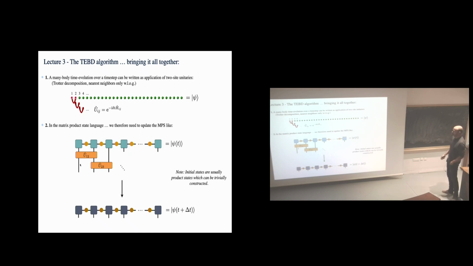What this means is I have my initial state, my state at time t. And now I have this whole train of two-site gates acting on nearest neighbors that I want to use to update my state. So I have this gate U. This here is really a 4x4 matrix.